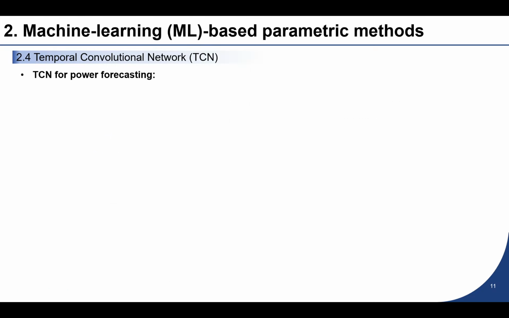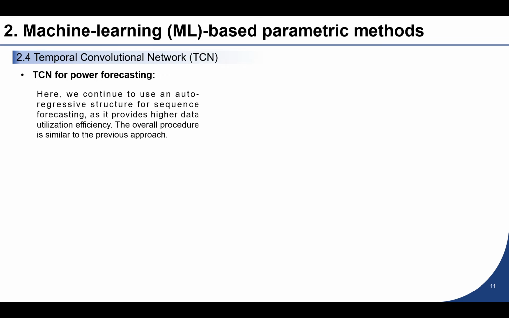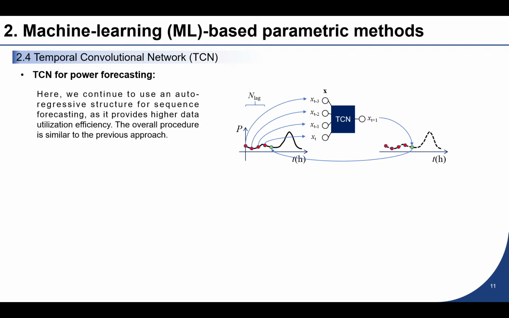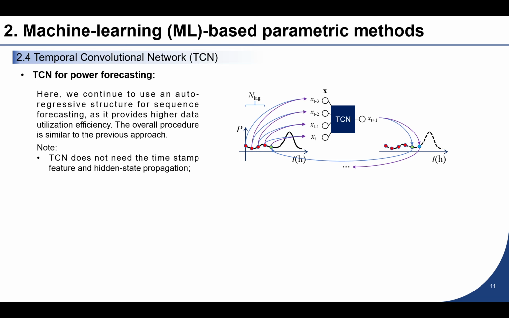Now let's look at how to use TCN for power forecasting. An autoregressive structure is still used, as this approach provides high data utilization efficiency, and the overall forecasting procedure is similar to the previous case. Note, TCN doesn't rely on timestamp features and hidden state propagation.